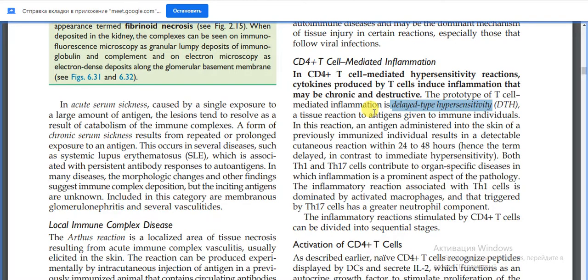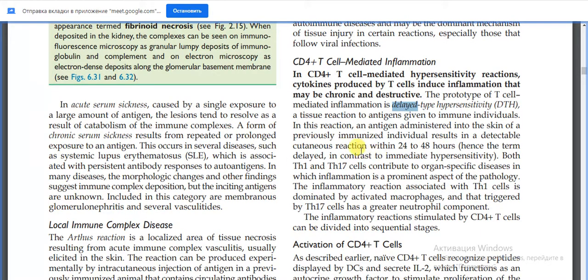Because all other types we discussed before appear directly after the injection of these antigens into the body. But this one appears much slower, with a much longer activation of these cells, because it's CD4 positive T cells. It requires activation once on this side, then switching to another side, and then activating later. That's why this reaction happens in 24 to 48 hours. That's why it's named delayed type of hypersensitivity.